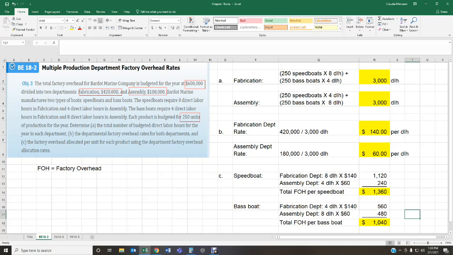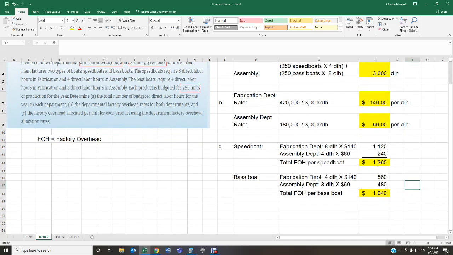For example, here fabrication got allocated 420,000. That's going to be divided by 3,000 direct labor hours. So they're going to be spending $140 per direct labor hour. The assembly department, the same thing. We've got 180,000 divided by 3,000. That's going to give me $60 per hour. Once we have this information calculated, then part C becomes a breeze, because all we're basically doing is plugging in the information to come up with the total for both fabrication and assembly departments.